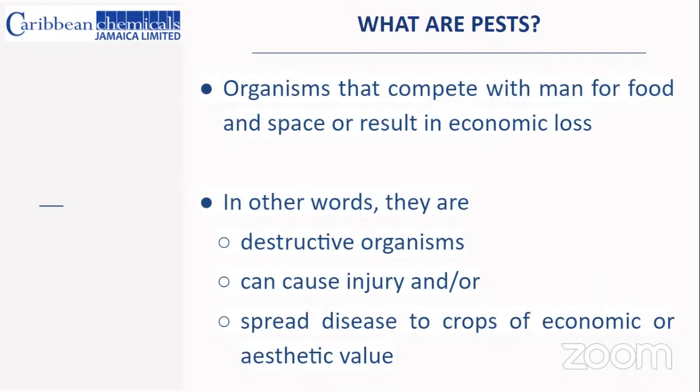Firstly, we start by defining what we consider as pests. We have many definitions out there, some very broad. But as it relates to agronomy and crop protection, we consider any organism that competes with the farmer for food and space in his crop area or farm, and that may cause economic loss, to be a pest. So we cover organisms that are destructive, that can cause injury, that may spread disease, or that, themselves or as a result of their activity, may reduce the economic or aesthetic value of our crops. So very wide terms to be considered when thinking about pests.